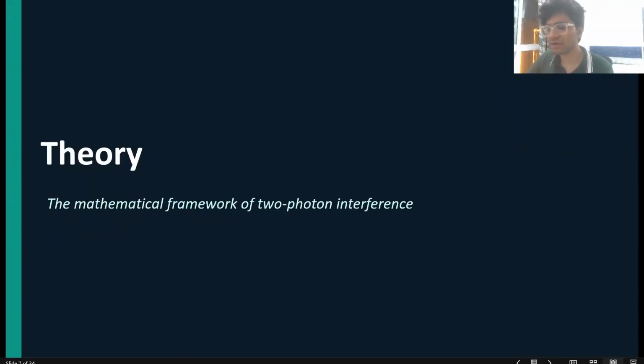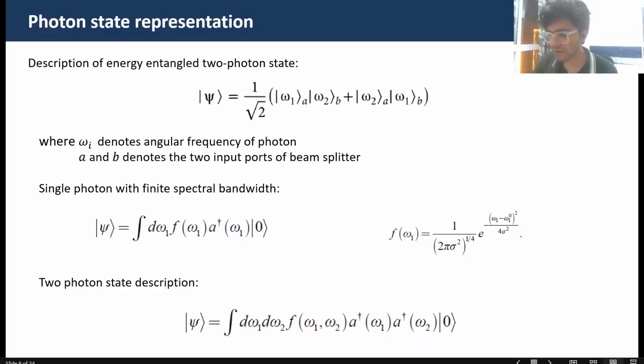To see how this is achieved, we need to look at the mathematical framework of how these states propagate under two photon interference. We begin by describing a single photon with a finite spectral bandwidth phi, and the integral f(omega 1) describes the frequency spread of the photon, which we mathematically modeled with a Gaussian distribution, as you can see on the right. The creation operator a dagger omega 1 then acts on the vacuum state to create the photon.